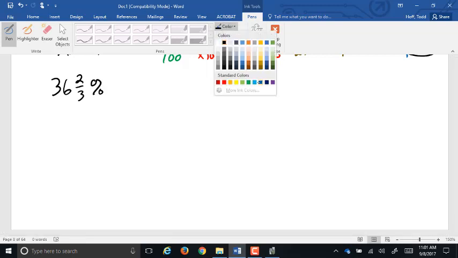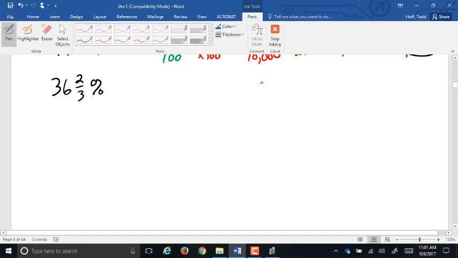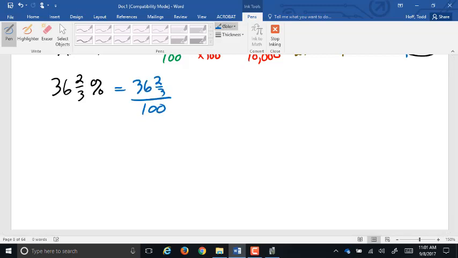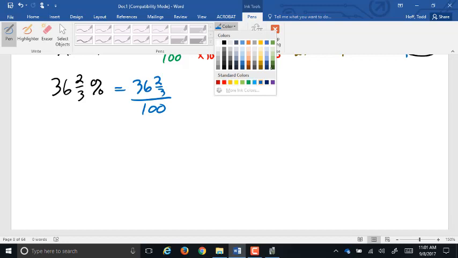Well, how about this one? 36 2/3%. Well, if we try to turn that into a decimal, we get 36.66666666666. So that's not going to work. But we can just do 36 2/3 over 100. Now at this point, there are actually a couple of different options.